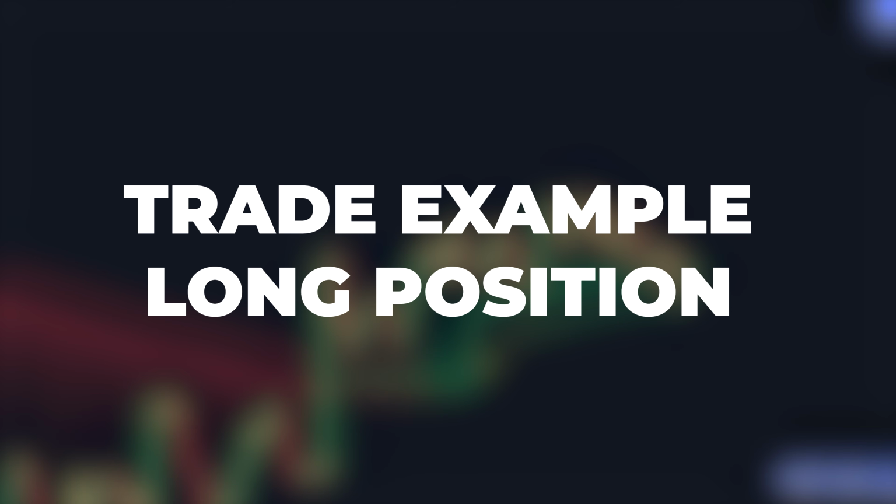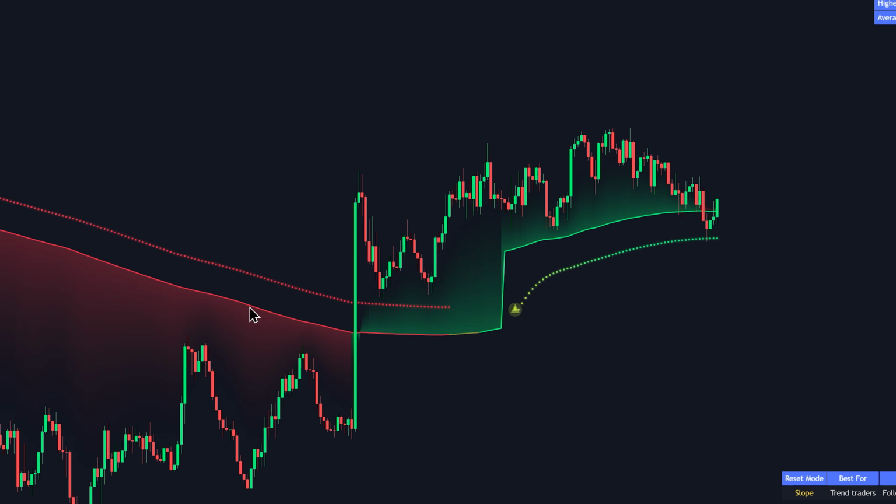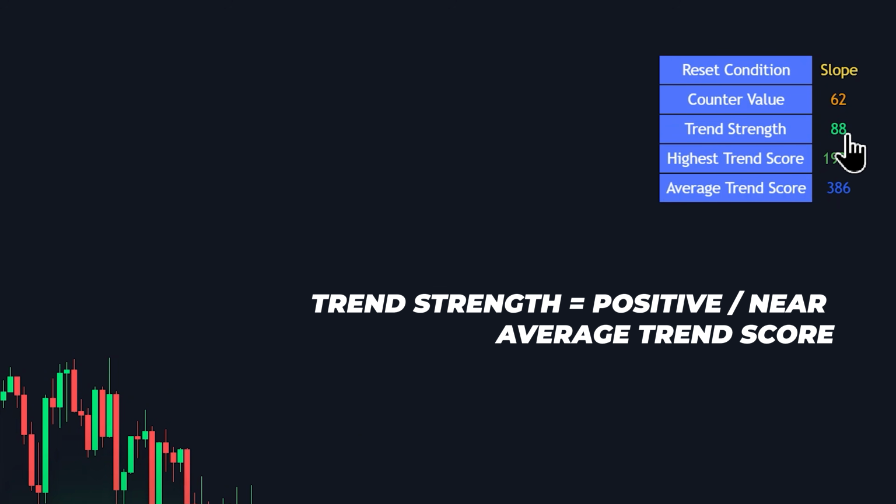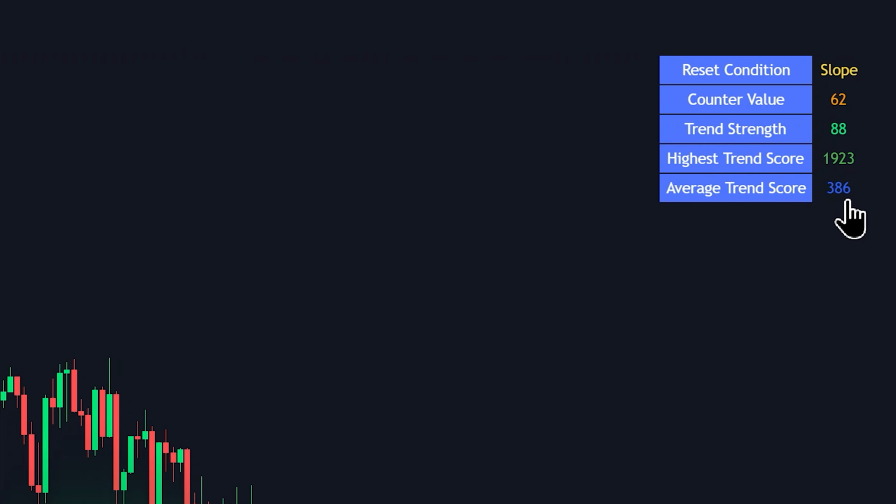For a long setup, step 1 is to wait for the dynamic moving average to turn green and for price to be trading above it. You also want a bullish trend signal marker plotted on your chart. Step 2, glance at the trend strength table. Ideally, trend strength is positive and above or at least near the average trend score. That tells you this isn't just a tiny wiggle, it's a decent move compared to recent action.